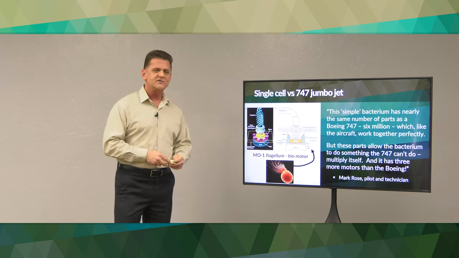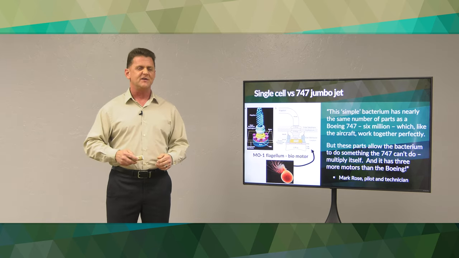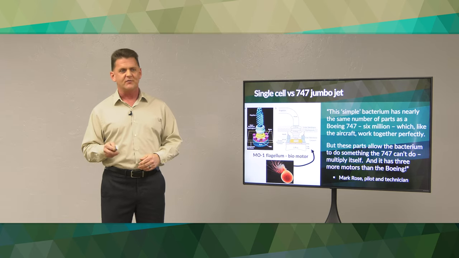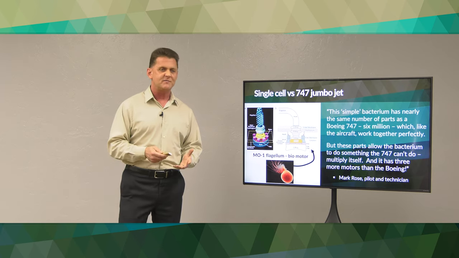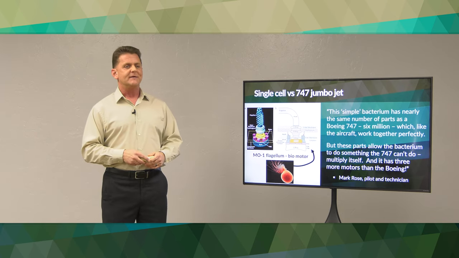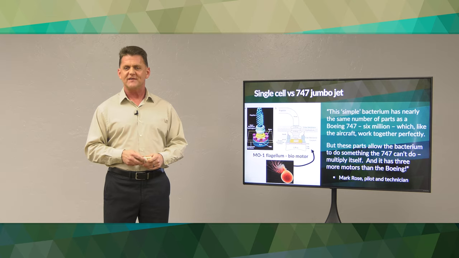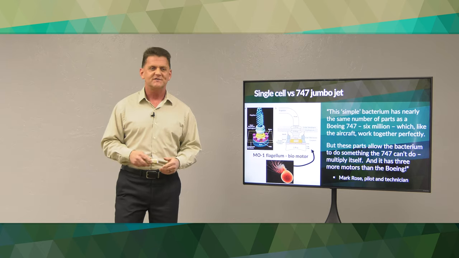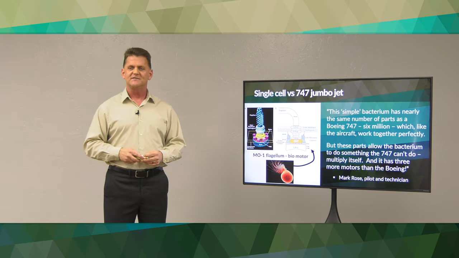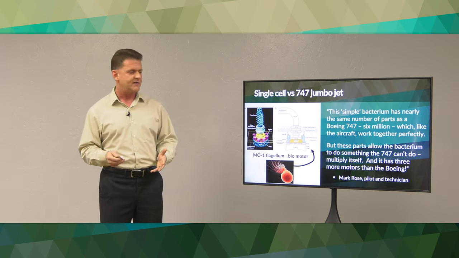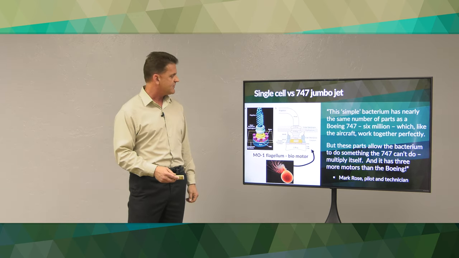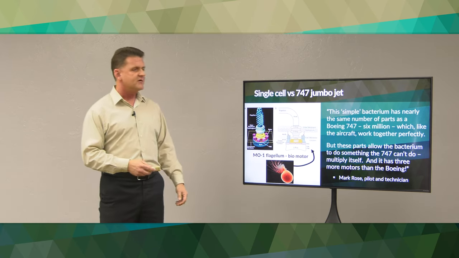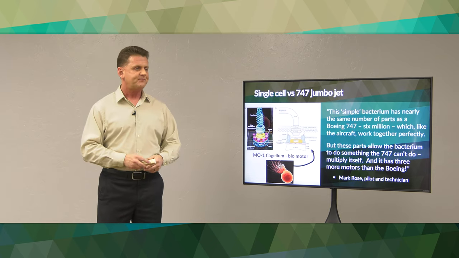So anytime somebody tells you that these cells are simple, or that they can spontaneously arise, which is another key word, by the way, whenever you hear the words "they spontaneously arose" in the literature, as Dr. James Tour likes to say, that's code for "we have no idea." Whenever something spontaneously arises, and you'll see this a lot in the literature, it really means they have no idea, because there's never any details behind it. How something like this could spontaneously arise is beyond my scope of thinking. And this quote here comes from Mark Rose, who's a pilot and technician.